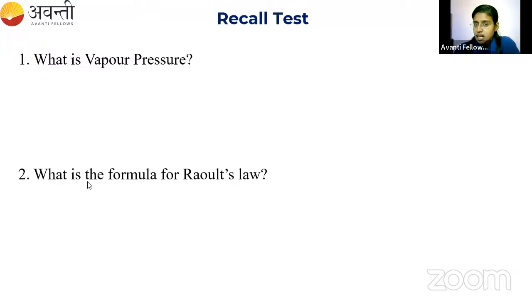First, try the answer for the first question. Let me know the answer in the chat box. What is vapor pressure? All of you can try, and you can type the answer in the chat box. In the last class, we discussed Henry's law, Raoult's law, etc. In that, I discussed a term, vapor pressure. Can anyone try the answer for this question?